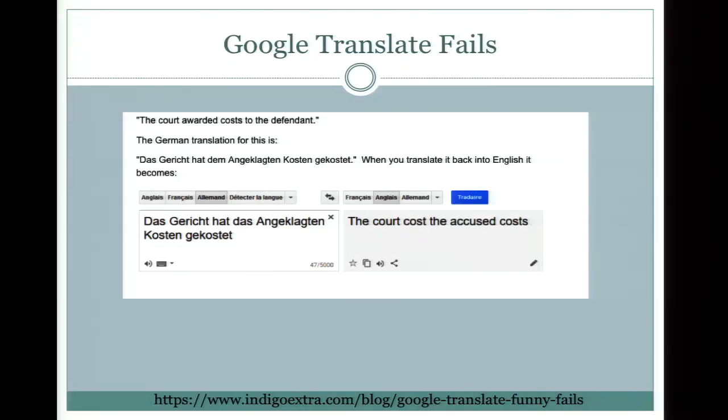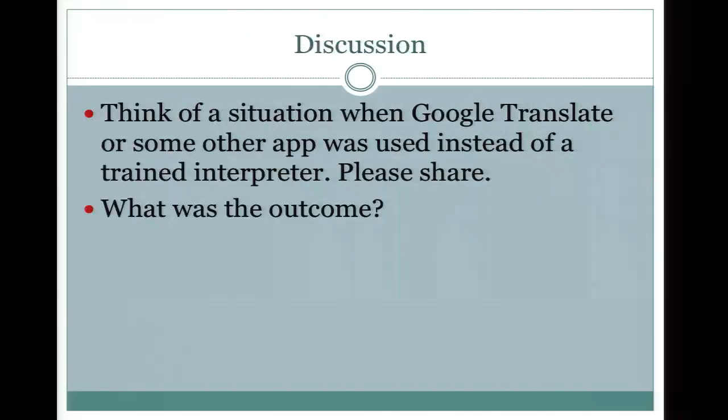Thank you very much. So what it was supposed to say is, the court awarded costs to the defendant. So for the people who work in court interpretation, the court costs the accused costs. That means nothing. It's terrible, right? So these are all just great examples of Google Translate fails. I'm sure we can all think of many, but in the interest of time, I will keep moving if you don't mind.